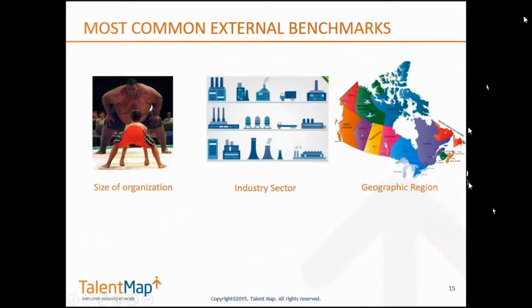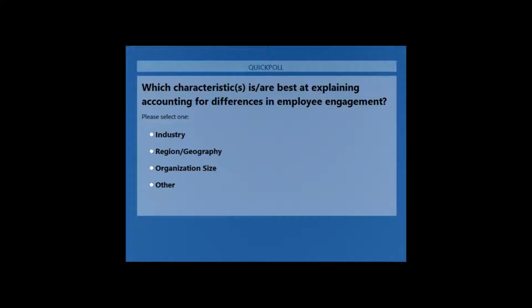So now we get into the external benchmarks. And essentially, there's three types of benchmarks here. There's a lot of different ones, but it usually boils down to one of three: the size, your sector, or your region. And so if I ask you, and now I'm going to put it in your shoes, which of these three characteristics, or is it something else, best explains the differences in terms of employee engagement?